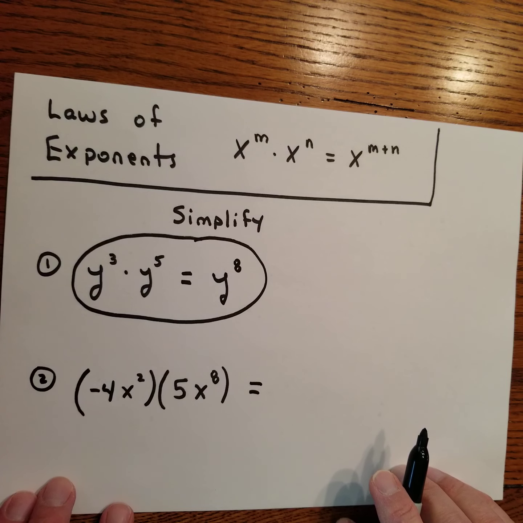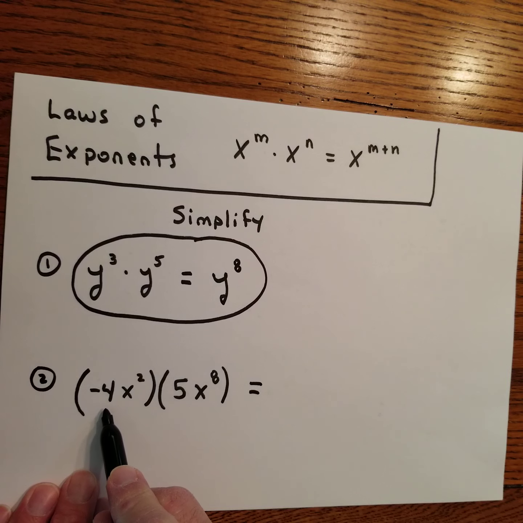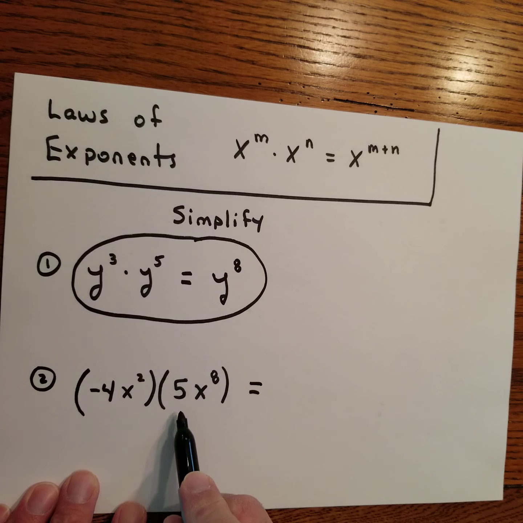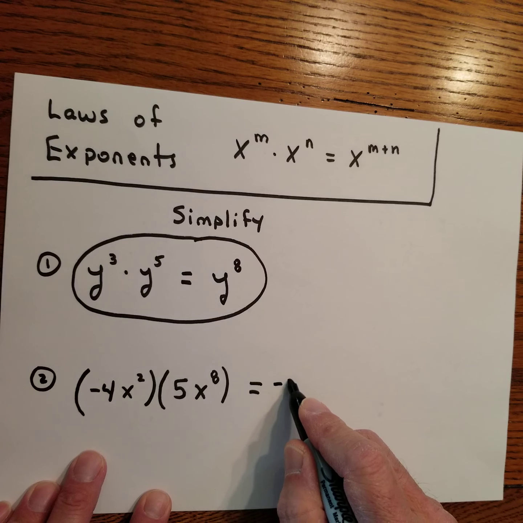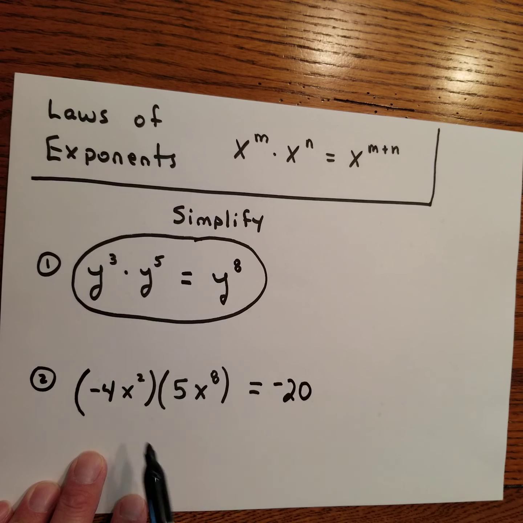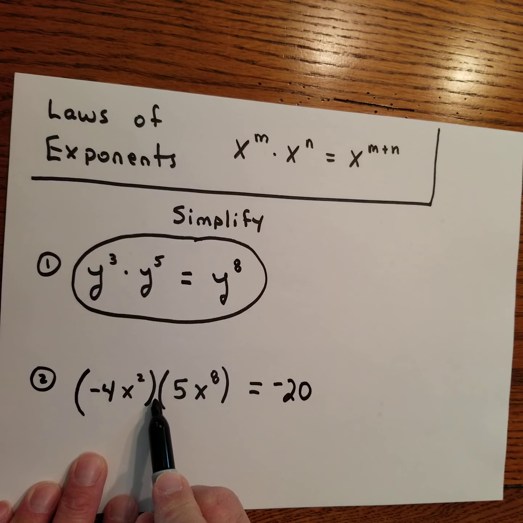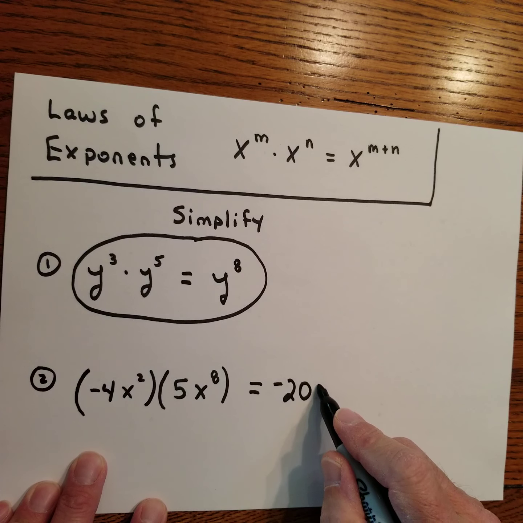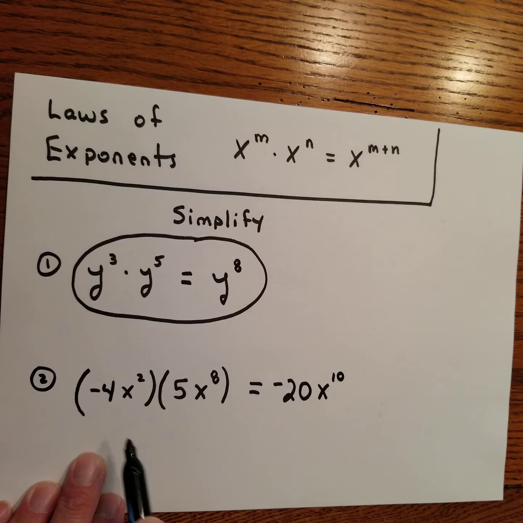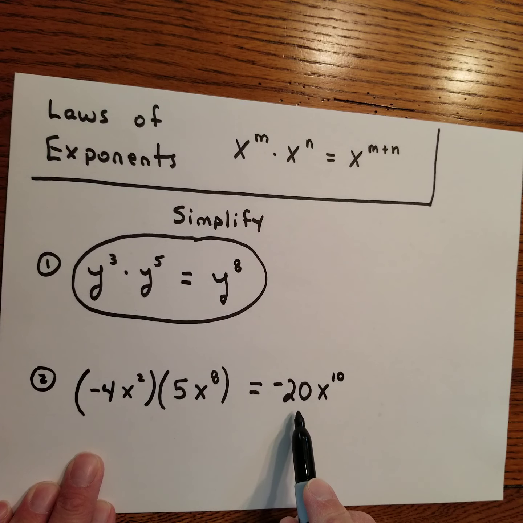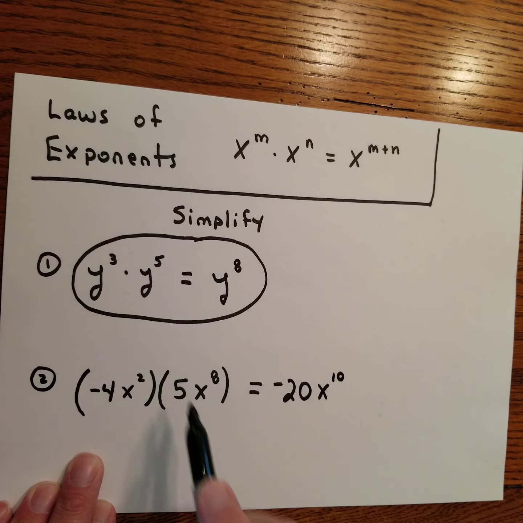This one's got an extra step, because this is a plain old -4, and this is a plain old 5, and I'm multiplying. Multiply -4 times 5, and I get -20. Now look at the x's, where we're multiplying with like bases, which means we must add those exponents. 2 plus 8, that's 10. You multiply the coefficients, but you add the exponents.